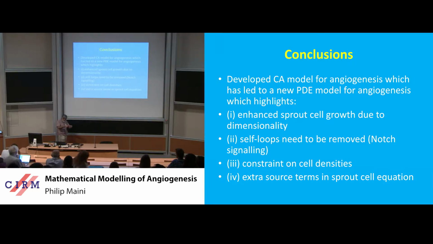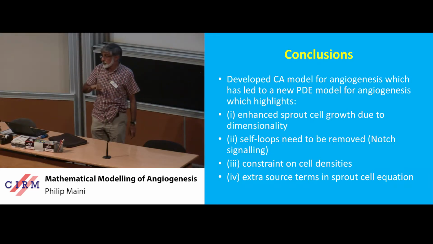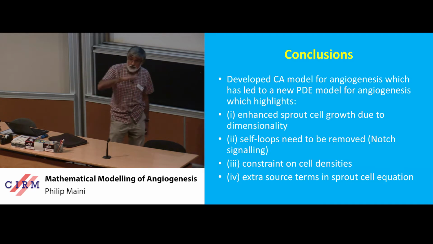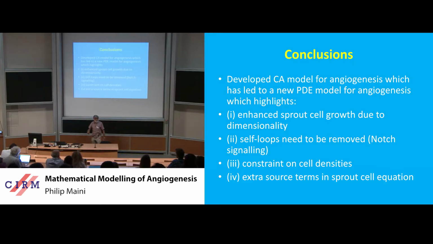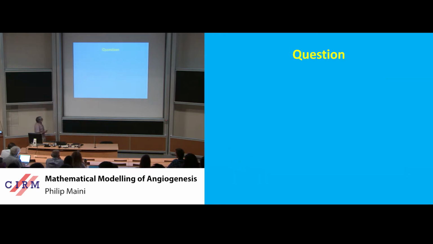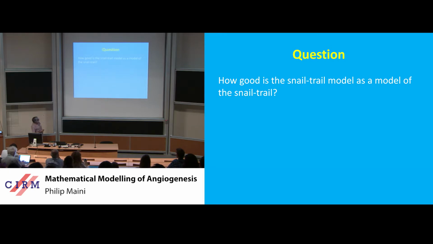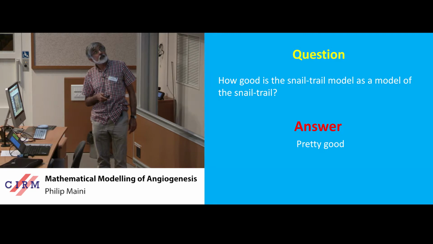So in the cellular automaton model, the cell could sort of come around and do something like this. And if that happens, neither of these models work. So an implicit assumption in the snail trail model was that self-loops don't form, and that becomes apparent from this. So the conclusion about this is, how good is the snail trail model? The answer is pretty good.